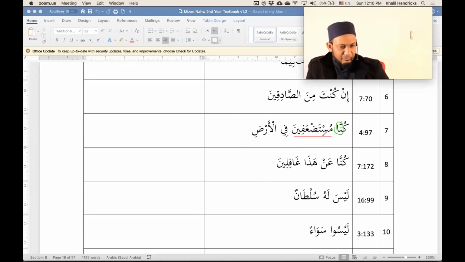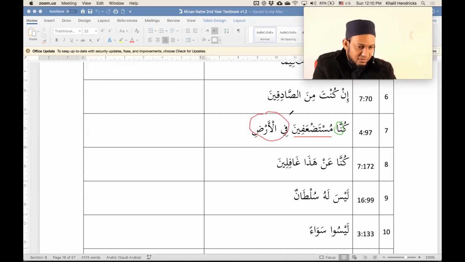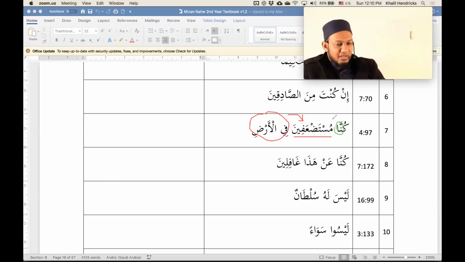What type of khabar is that? A single word khabar, and this other part is just some information that is linked to it. But it's a single word khabar. Kunna, we were, mustad'afina, nasbun. We were of those who were made weak, fil ardi, in the earth. Good. Next one. Kunna an hadha ghafilin. This is a bit tricky. We were about this unaware.